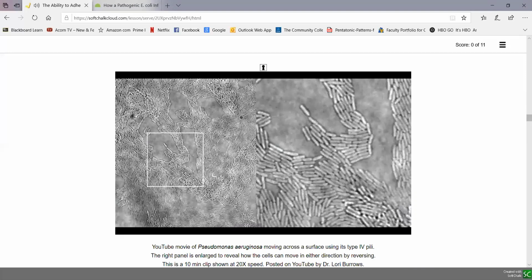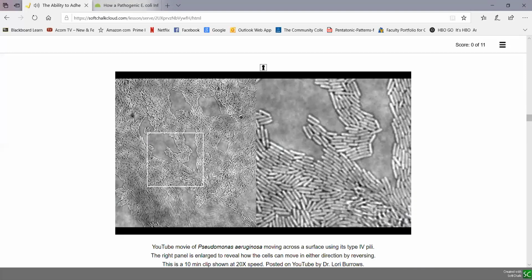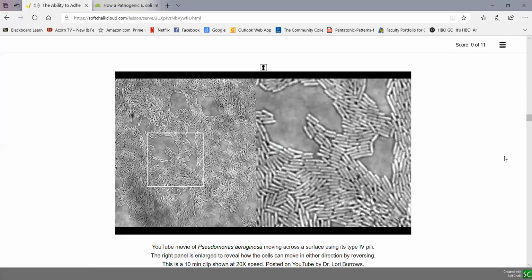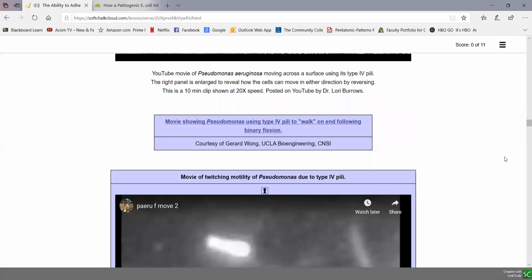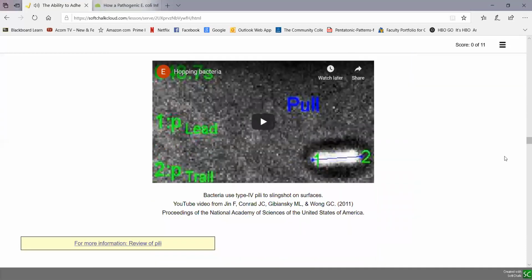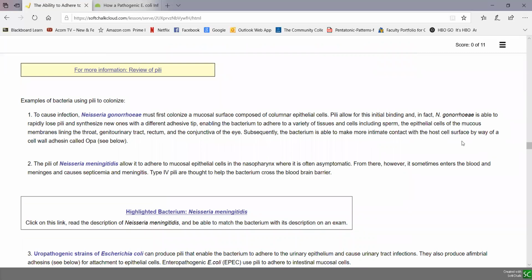So a lot of gram-negatives that are medically important have these type 4 pili that not only allow them to attach, but allow them to spread out over a cellular surface. And there are some other little movies of the pili actually extending and retracting that you can look at if you want. So looking at a few examples, Neisseria gonorrhoeae, of course, is the bacterium that causes gonorrhea.